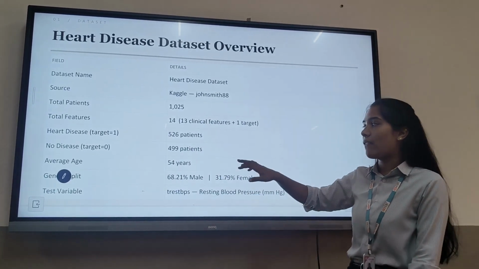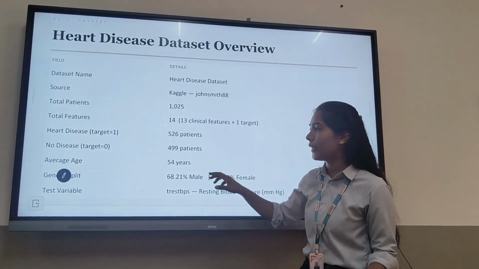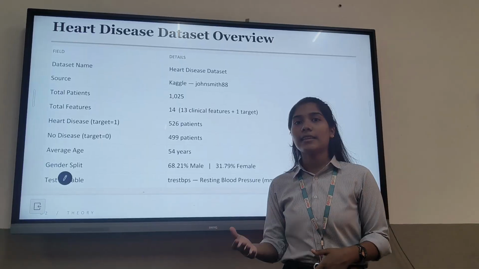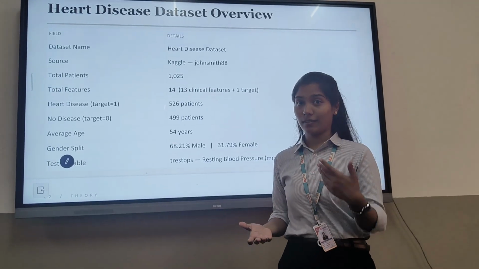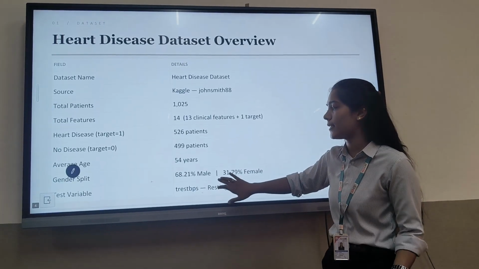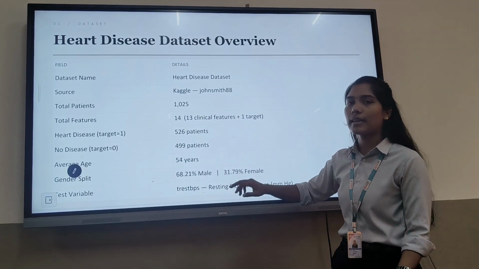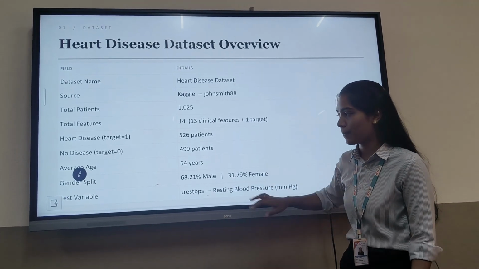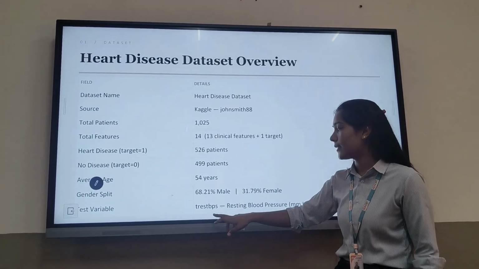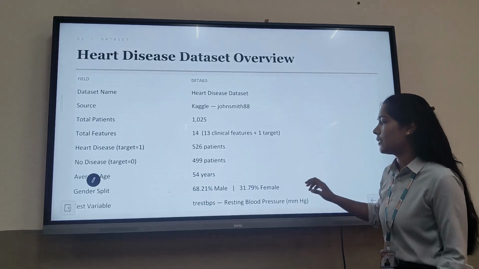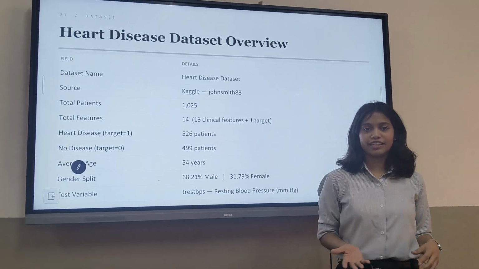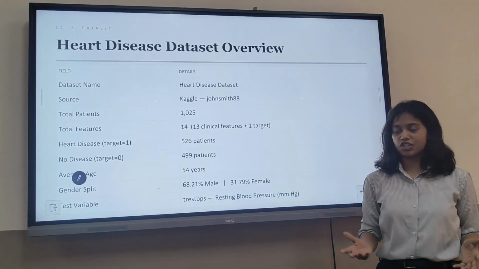The data set has an average age of 54 years, and males are mainly the ones who get heart diseases easily. 68% of males are affected by heart diseases. And the test variable focused on is test BTS, which is resting blood pressure. So I am going to proceed further with this presentation on heart disease prediction.